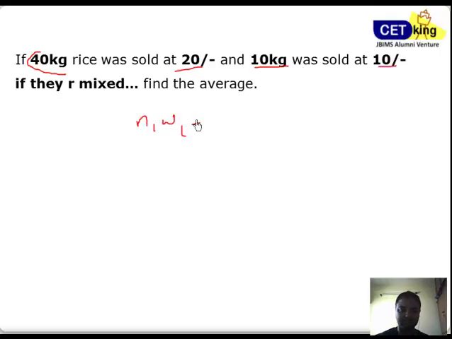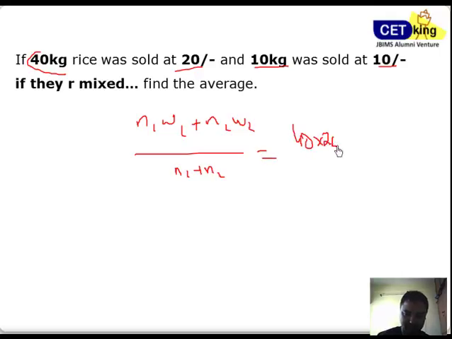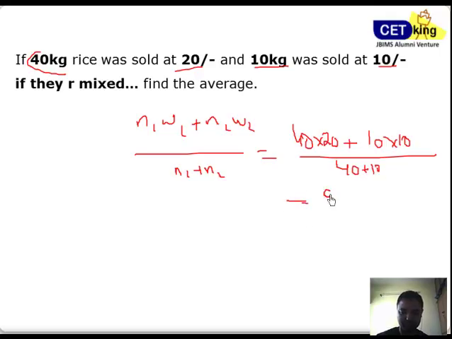N1 W1 plus N2 W2 divided by N1 plus N2. So 40 into 20 is 800, plus 10 into 10 is 100, divided by 40 kg and 10 kg, 50 kg. So total 900 divided by 50. Doubt? Simple, very simple question. Fine.